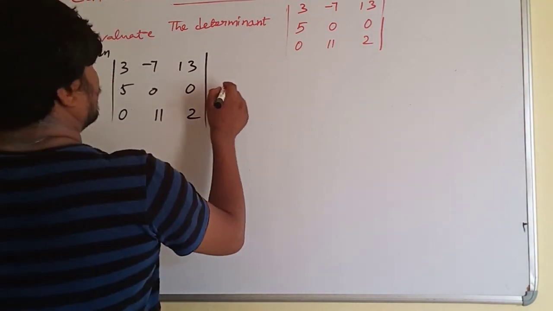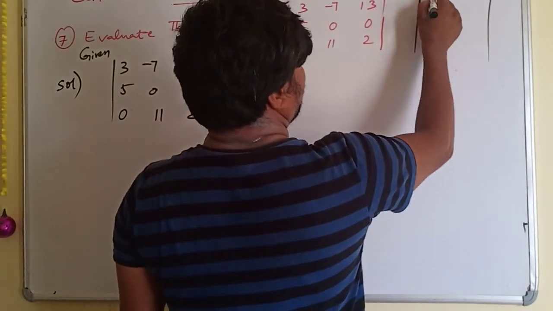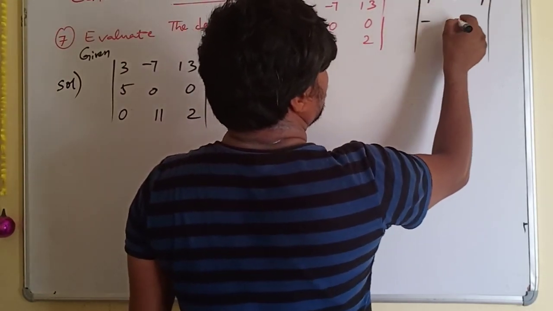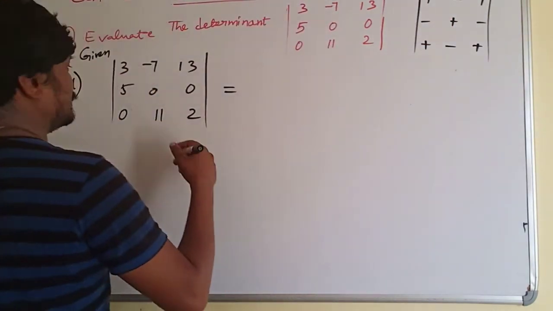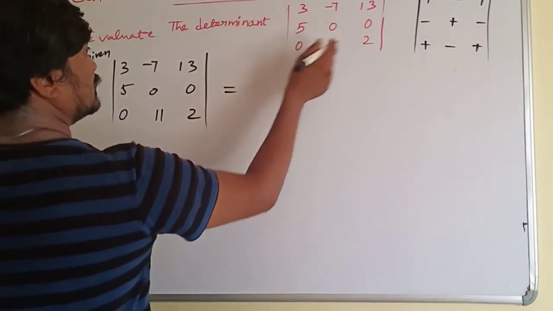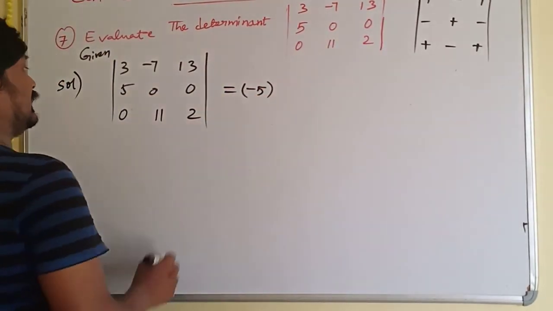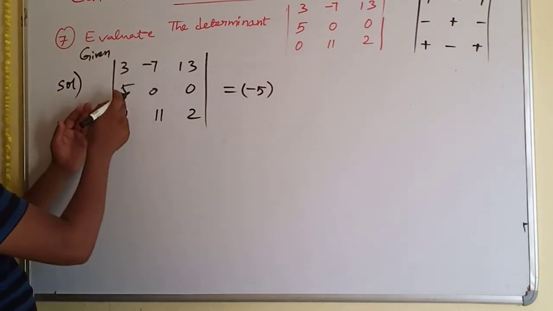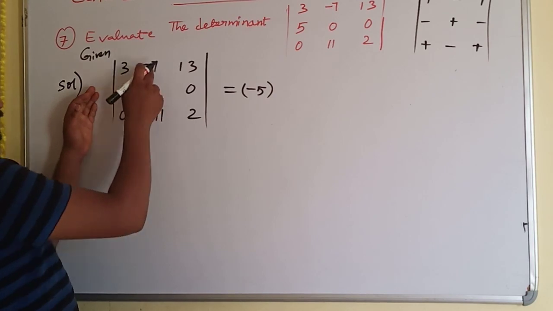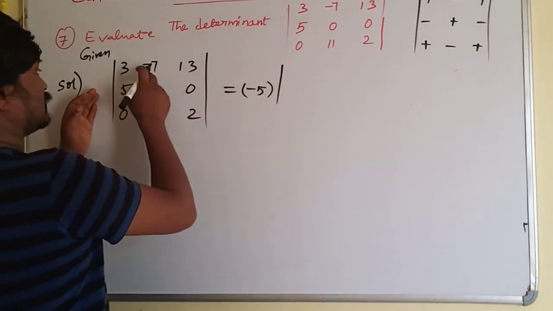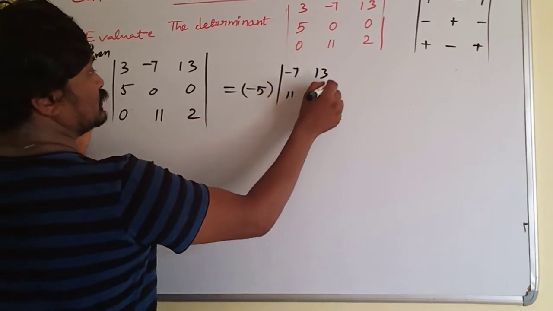Okay. So now first, you already know the sign pattern, plus minus plus, minus plus minus, and then plus minus plus, right? So if you want to solve this easily, go for that. So first minus, and here 5 is there, just write the 5. Then remove this row and column, and whatever is remaining, you have to find that modulus. That is minus 7, 13, 11, 2.